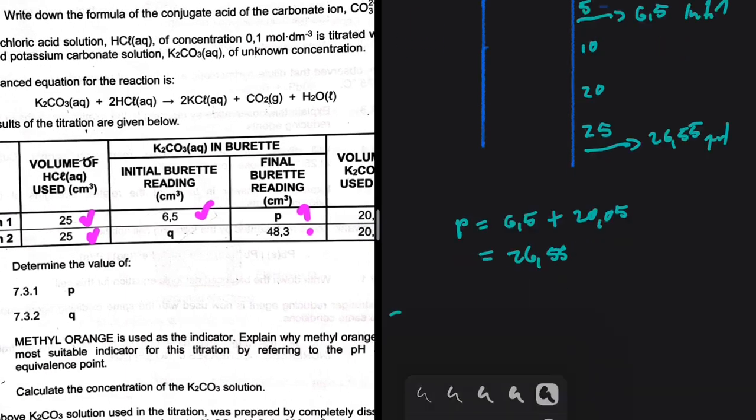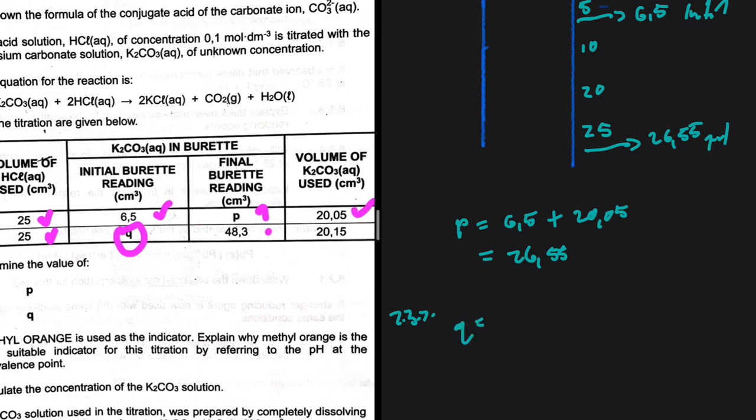Okay, and then 7.3.2, we're looking for the value of Q. So Q, which we have here, is the initial reading, right? So how are we going to find Q? We're just going to take the final reading, which is 48.3, minus the volume that is used, 20.15. So 48.3 minus 20.15, this is 28.15. Yes, so Q is equal to 28.15. That is the value of Q. That is the value of P.